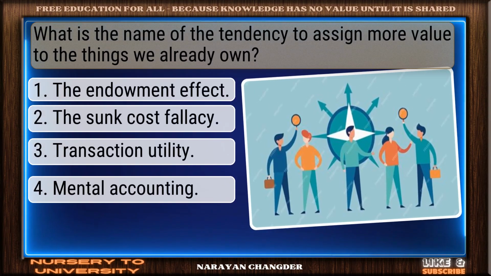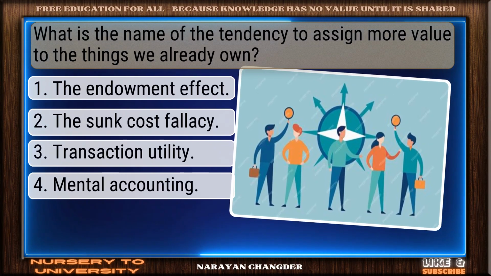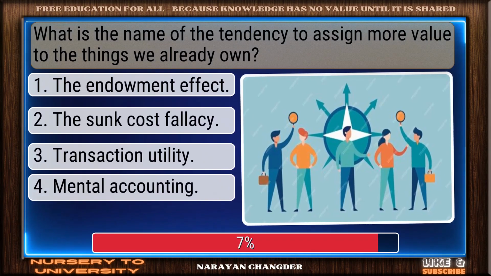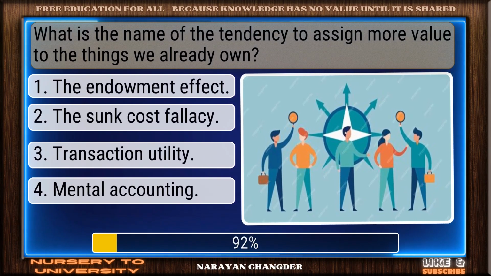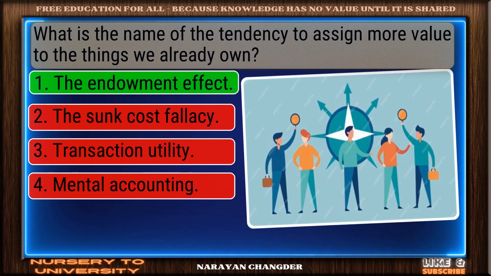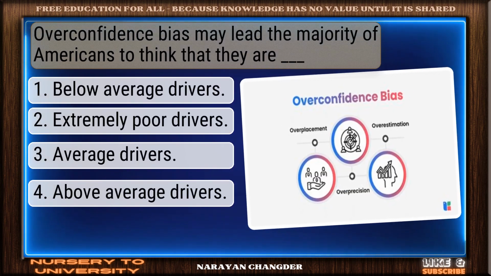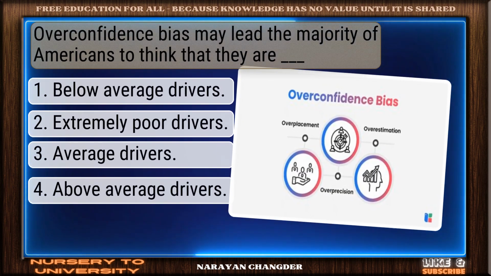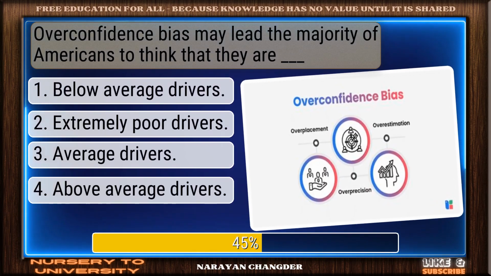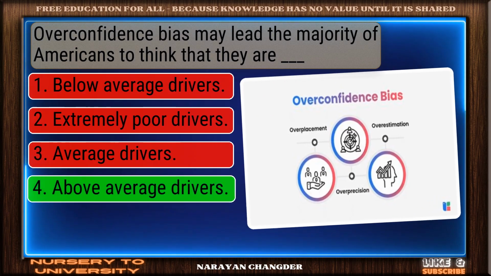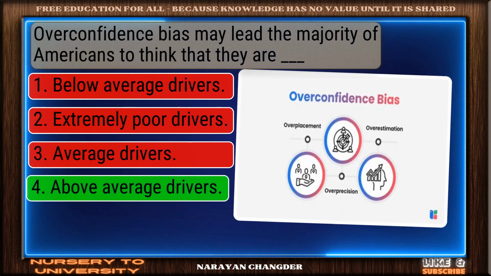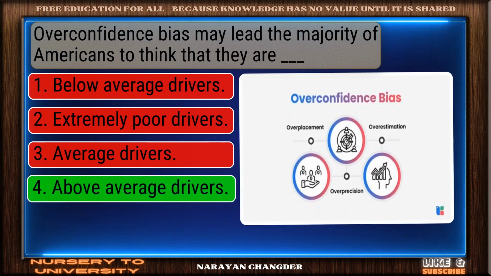What is the name of the tendency to assign more value to the things we already own? Well done. The endowment effect is the right choice. Overconfidence bias may lead the majority of Americans to think that they are dash. Good job. Your answer above average drivers works well here.